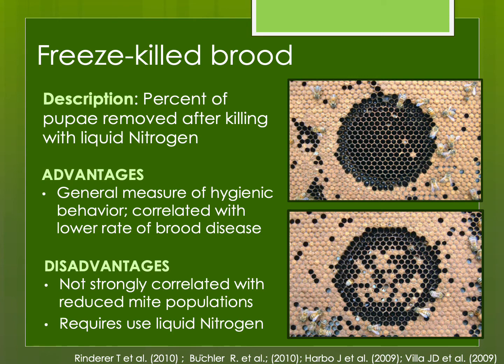Basically, liquid nitrogen is poured into a tube or a coffee can or PVC pipe that is pressed into the capped brood, and then you look 24 hours later, 48 hours later, at how much of that brood has been removed. The hives that remove more brood are more hygienic, and that might be something you decide you want to keep or select for in your breeding program.